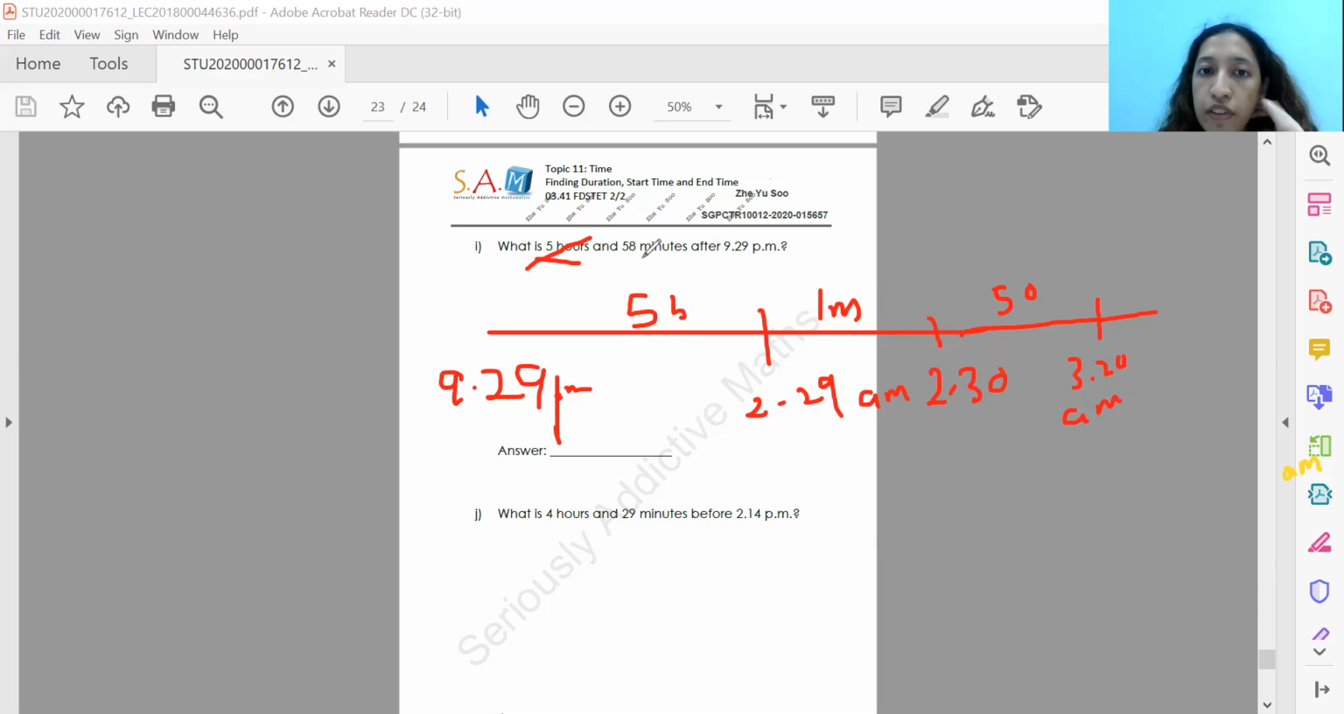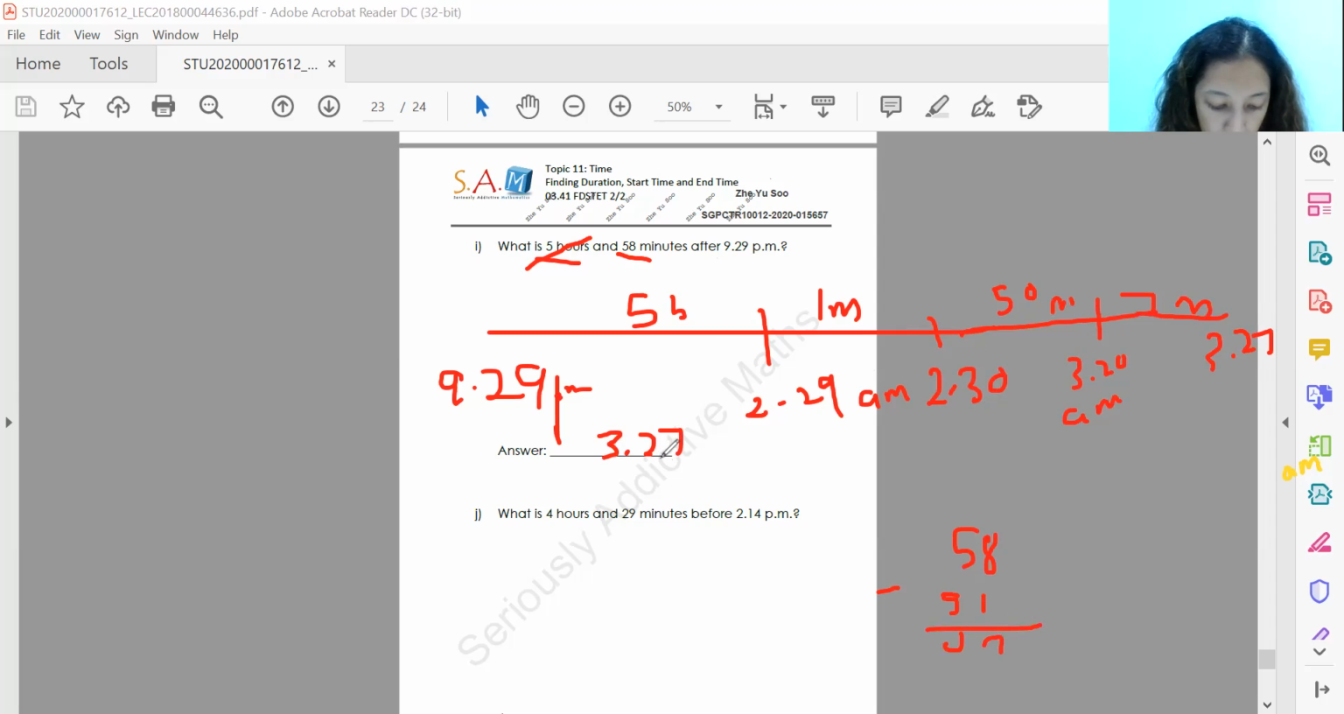And then they want 58 minutes. We currently only have 51 minutes. So we would need how many minutes more? We have 58 minutes. They want 50 minutes. We only have 51 minutes. So we need 7 more minutes. So 7 minutes more would be 3:27. There we go. So it's 3:27 a.m. All right.